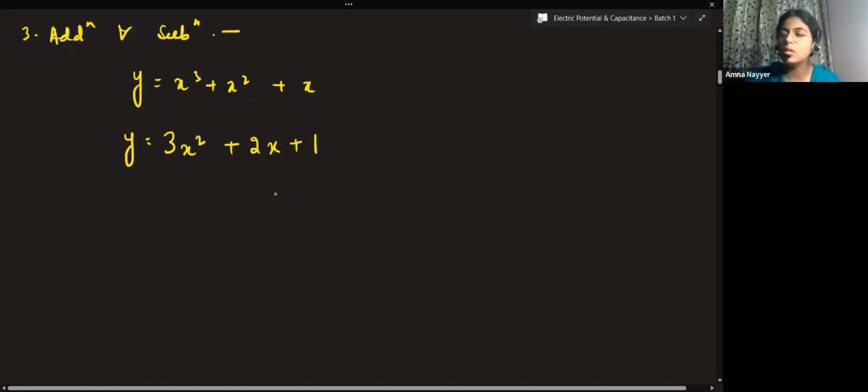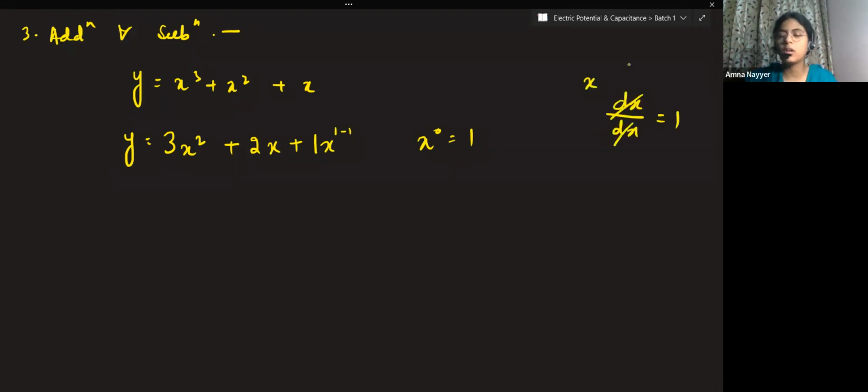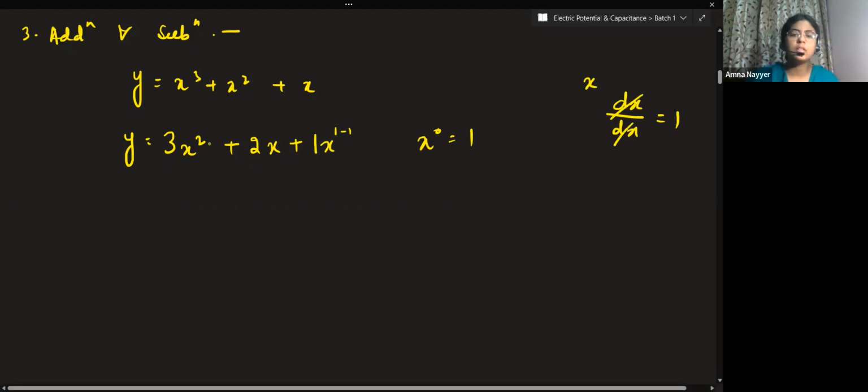See, 1 will come out. 1 is the constant. x to the power 1 minus 1, which is x to the power 0, which is equal to 1. So whenever you have x only, we don't need to differentiate it further. The reason is that if you have x with you, if you differentiate, that becomes dx over dx. This also becomes 1. All right, so that's how you solve it. So this will be 3x square plus 2x plus 1. These are the basic properties of differentiation that will be involved.